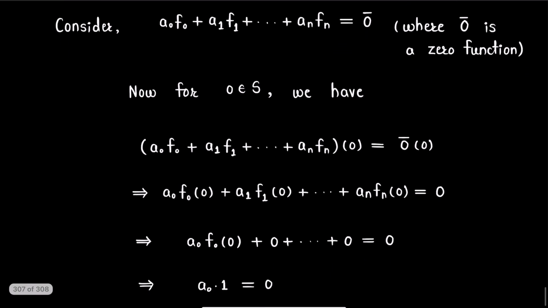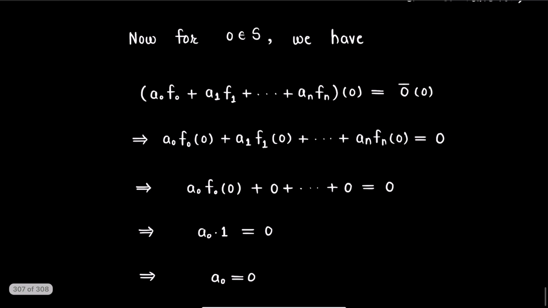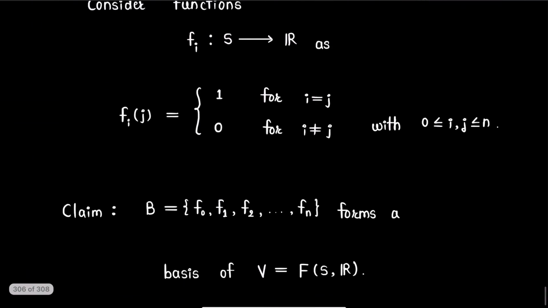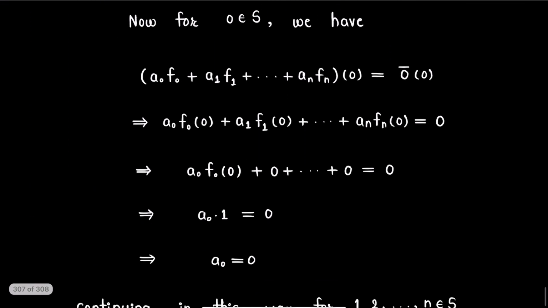Now, note that f1 of 0 will be 0, f2 of 0 will be 0, similarly fn of 0 will be 0. So, all these upcoming n terms will be 0, so we get this. Now, we know that f0 of 0 is 1 by definition of fi. So, we get a0 times 1 equals to 0. Now, 1 is not equals to 0, so we must have a0 equals to 0.